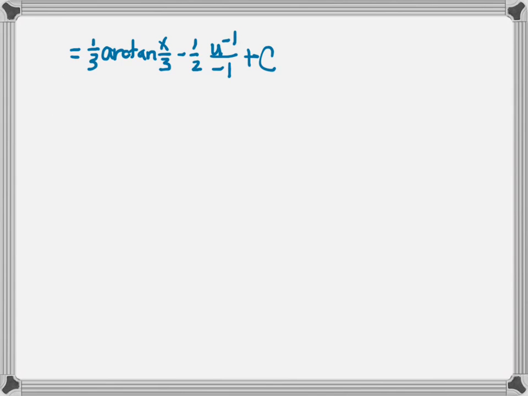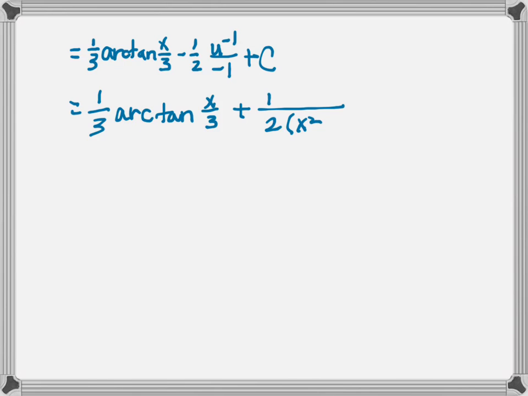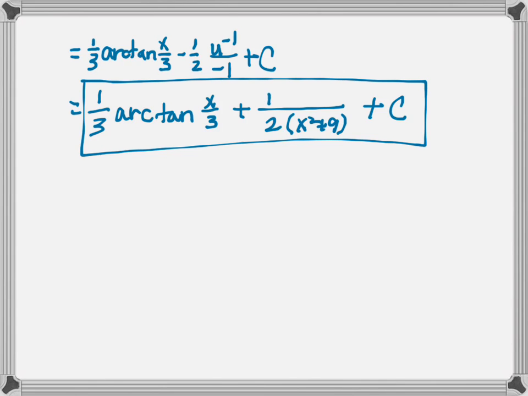All right. So as we said, here's my arctangent of x over 3. The negative and the negative are going to be a positive, so I have positive 1/2 here, or 1 over 2. What's my u value again? X squared plus 9, in the denominator, yeah? And then plus c at the end. And that's the result after all of the work. Any questions on that?